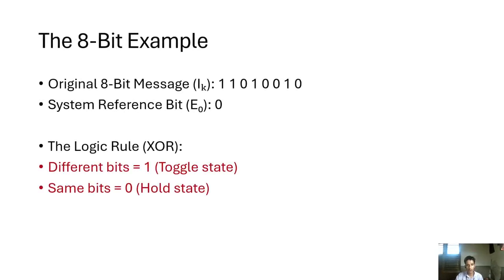To see how it practically works, let's look at an 8-bit byte. Our original message is 11010010. Before any transmission happens, the transmitter and the receiver must share a starting reference point. We will use 0 as our initial reference point. As a reminder, the XOR gate is simple. If the two bits we compare are different, the result is 1. If they are exactly the same, the result is 0.